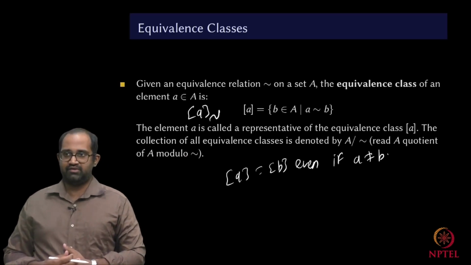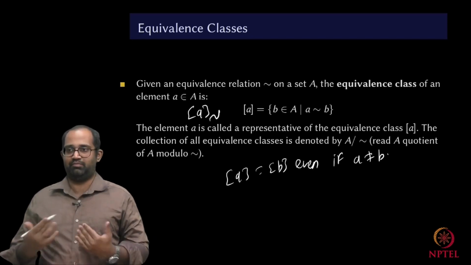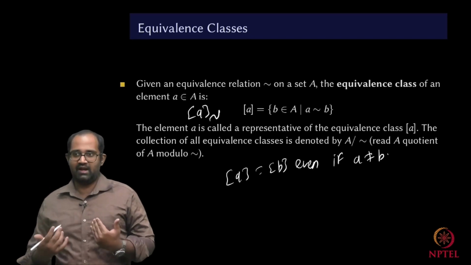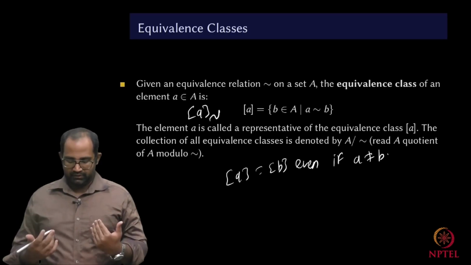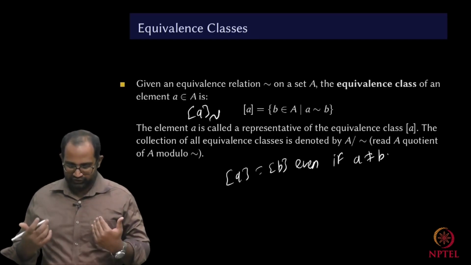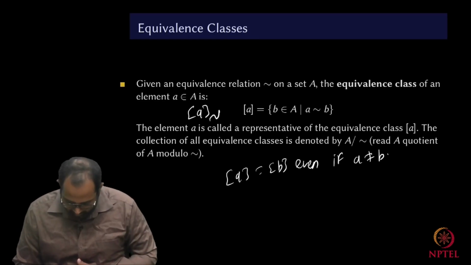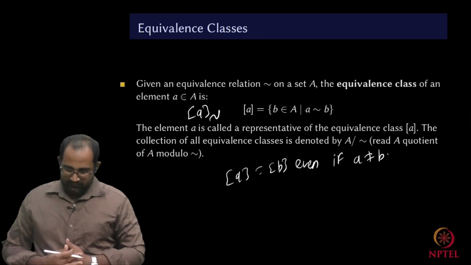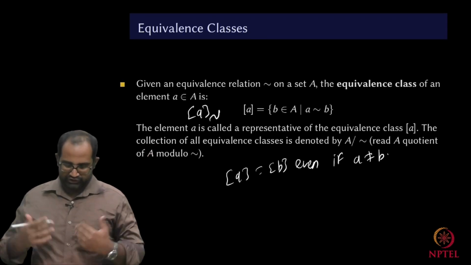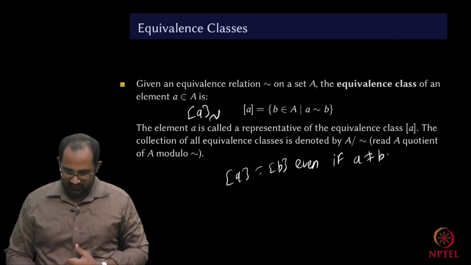Now, most often you just say A modulo tilde, that is what you usually say, but more correctly it is read A quotient of A modulo tilde, okay.